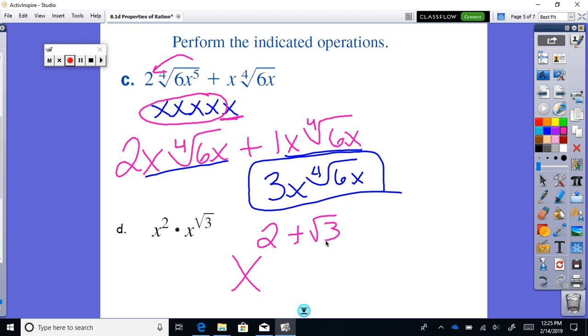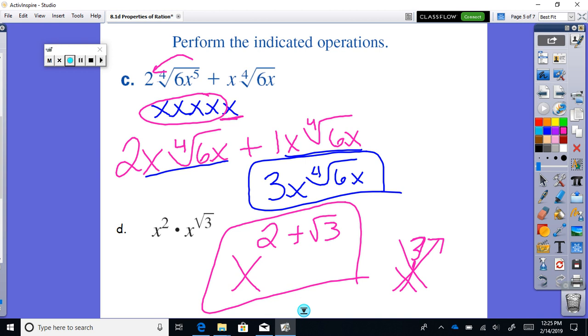This is again to remind you that 2 is an integer and square root of 3 is irrational, so they can't be combined. You could give me an approximation as like x is approximately 3 to the 3.7 power, but to give me the exact answer, it would look like that. So 2 plus the square root of 3.